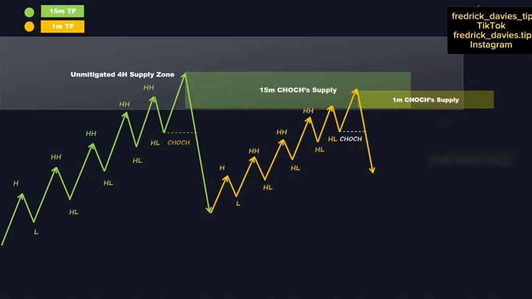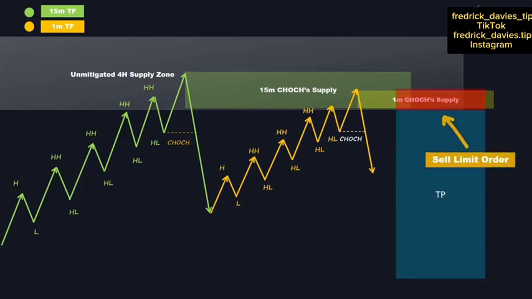Subsequently, we place a sell limit order at the lowest point of the zone, with a stop loss set a few pips above the highest point of the zone. As for the take profit, we have the option to target the unmitigated demand zone on the higher time frame like 15 minutes or 1 hour, or the swing low of the current time frame. These steps will help us execute an entry with a well-defined risk-reward ratio.